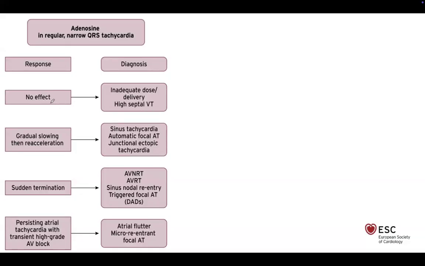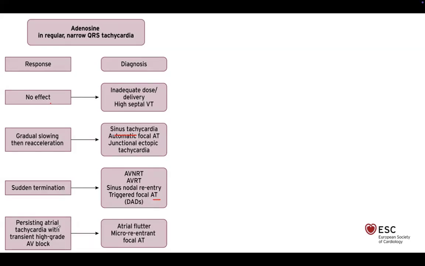Really quick, with adenosine, you might get no effect if the delivery is poor, if the dose is inadequate, or if there's VT. If you have gradual slowing and a reacceleration, that's sinus tachycardia; sometimes atrial tachycardias behave as such. But if you have sudden termination, AVNRT or AVRT would terminate your tachycardia. And rarely, VTs would terminate with adenosine. It's not very common.